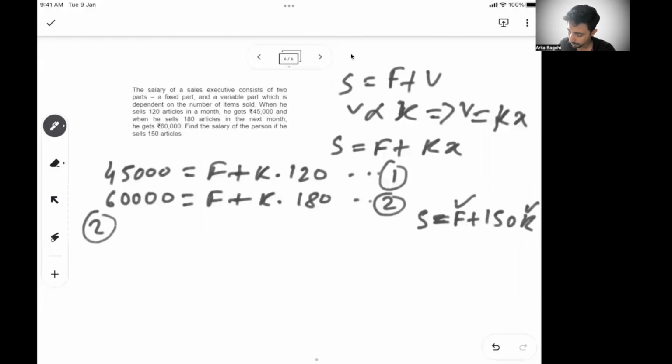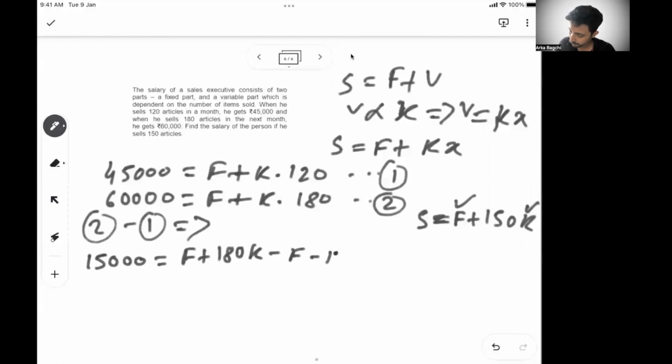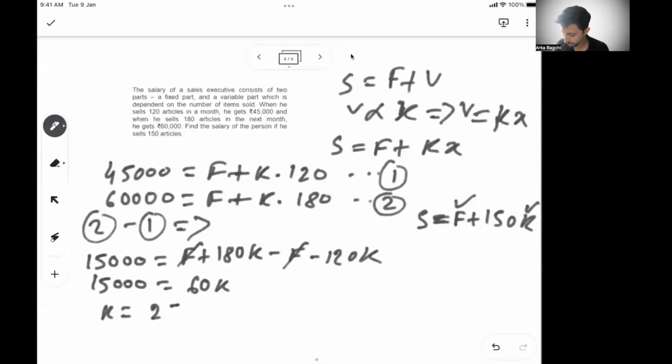Typically, let's do 2 minus 1, and then we get 60,000 minus 45,000, so 15,000 on the left hand side. f plus 180k minus f minus 120k, so f gets cancelled out, so 15,000 is equal to 60k, or I can say k is equal to 250. If I have done it right, 250. Yeah, k is 250. Okay, so we got k as 250.